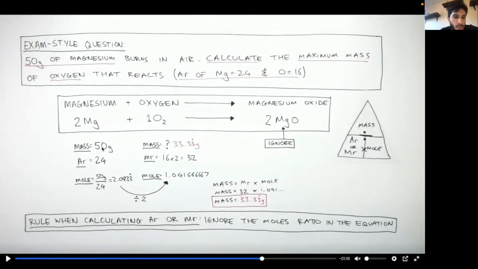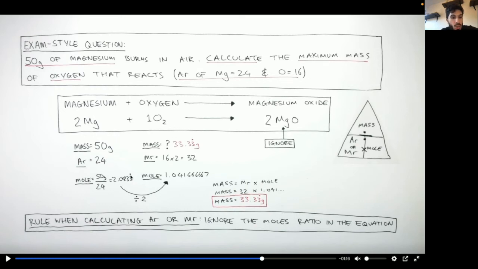So look, the mass of magnesium is 50 grams. We've been told that. The AR is 24. If you say MR, I don't really care, it doesn't matter. Okay, we know that from the question, 24. The mass of oxygen is what we're trying to calculate. Calculate the maximum mass of oxygen. So we put a question mark. The MR of oxygen, O2, is 32. 16 times 2 is 32.